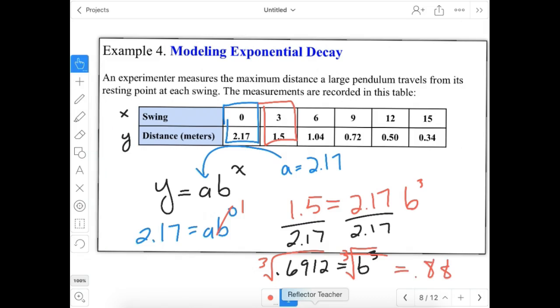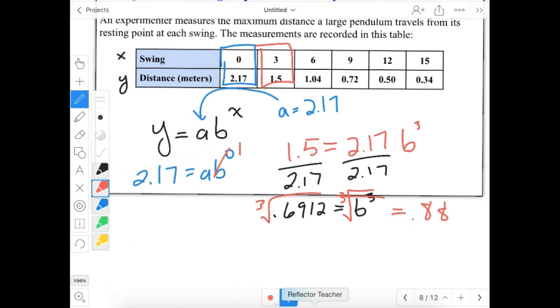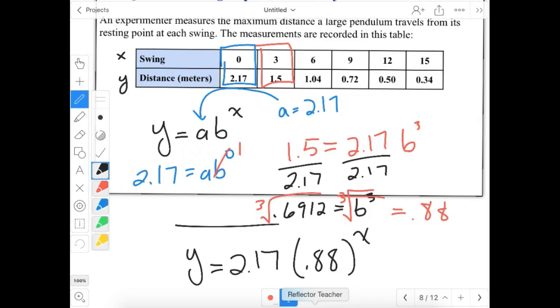Since I have my a and my b value now, I simply have to plug those back into my equation and I would be able to find any value. Write this in black. So y equals 2.17 times 0.88 to the x power. So that's what we would be looking for there. That would be the equation that's going to go along with our table.